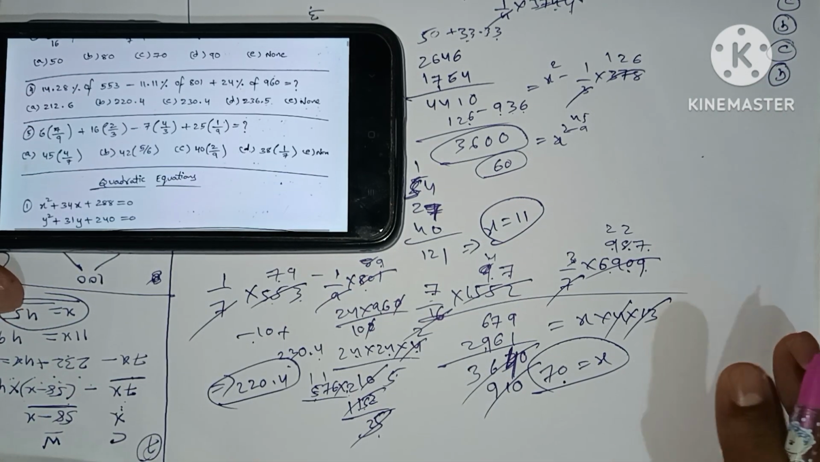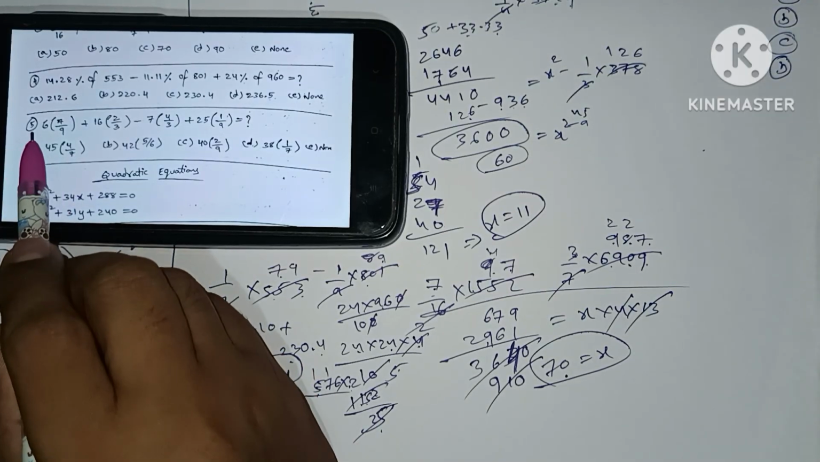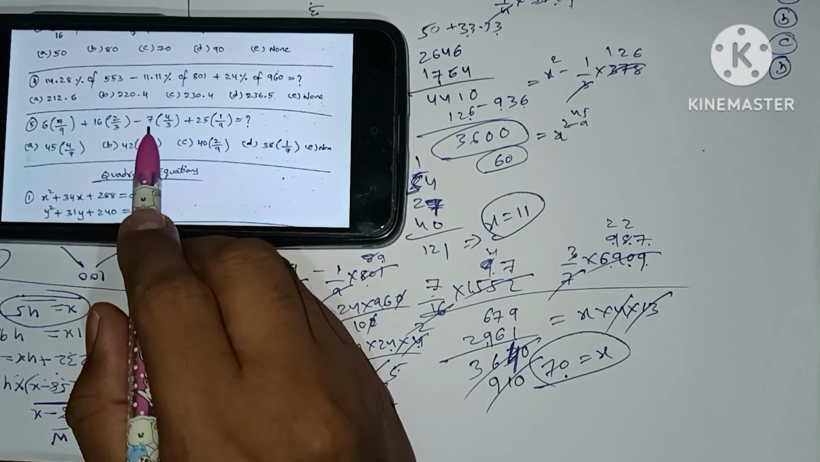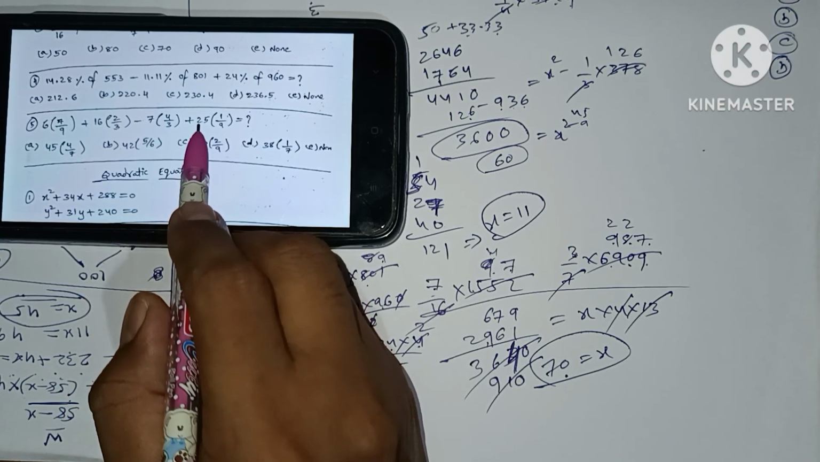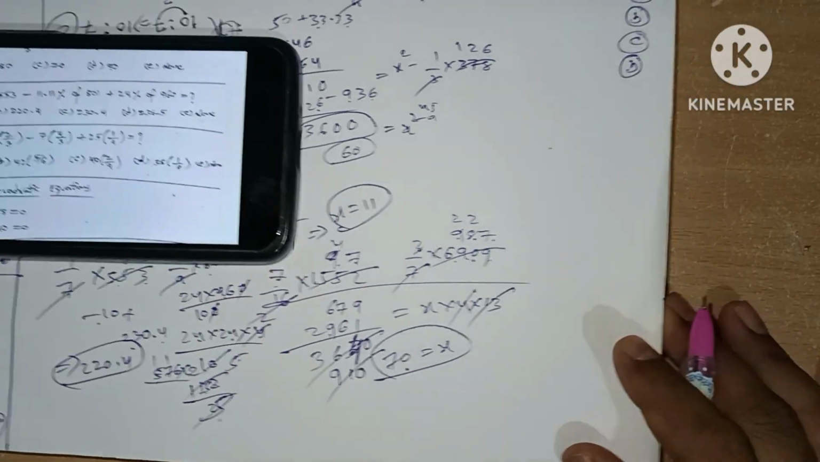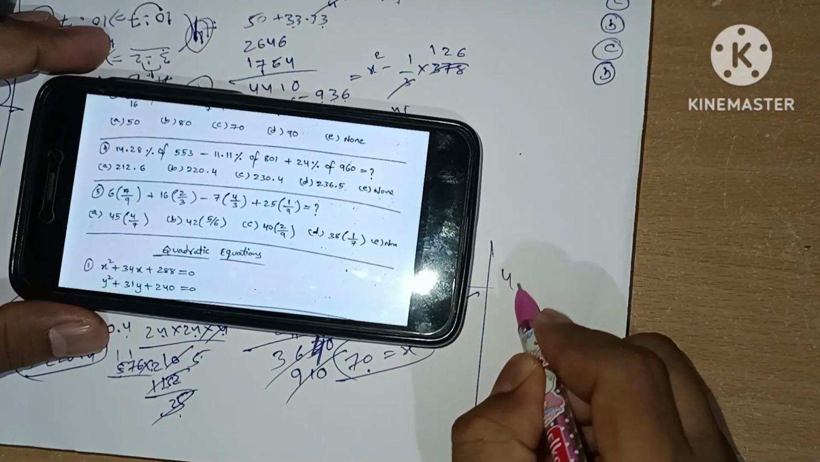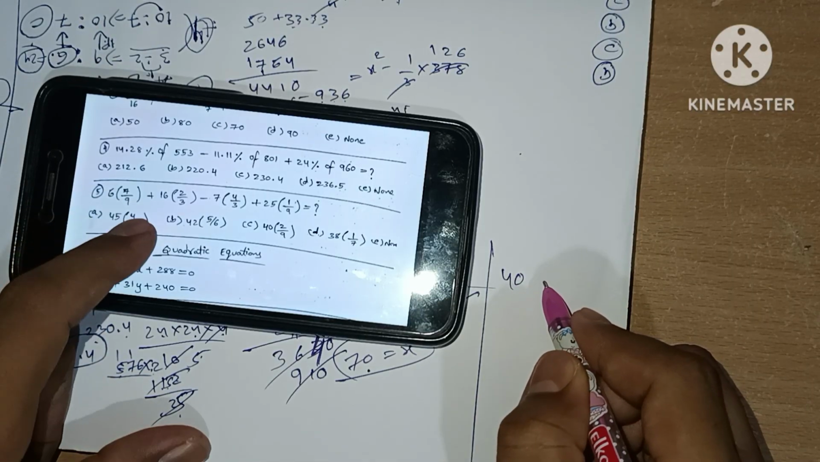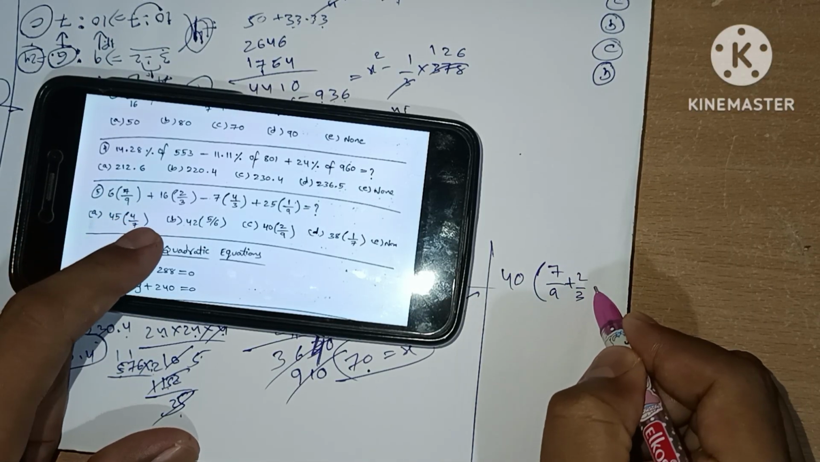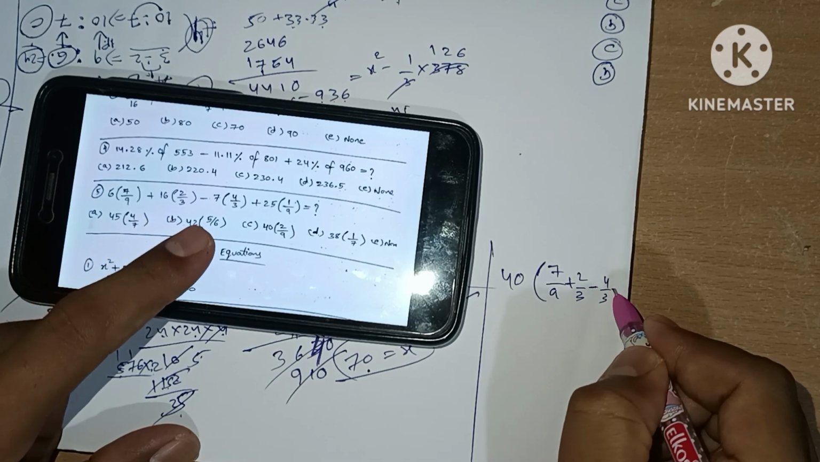Next one, fifth question. Here we see mixed fractions. So 6 plus 16, 22, 22 minus 7. 22 minus 7 will be 2 minus 5, 15. 15 plus 25, which will be 40. So what we get here is 40 of these numbers. Next one is 7 divided by 9 plus 2 third minus 4 third plus 1 by 9.